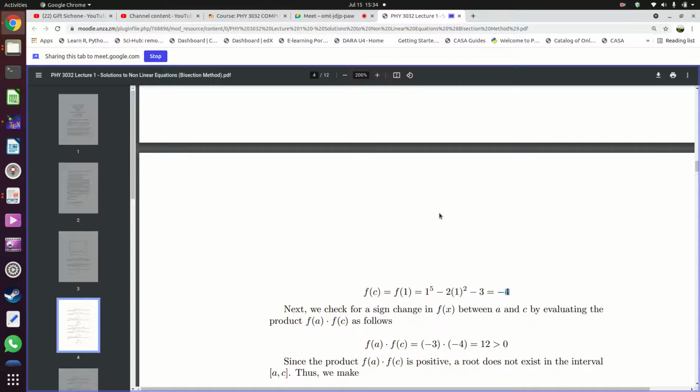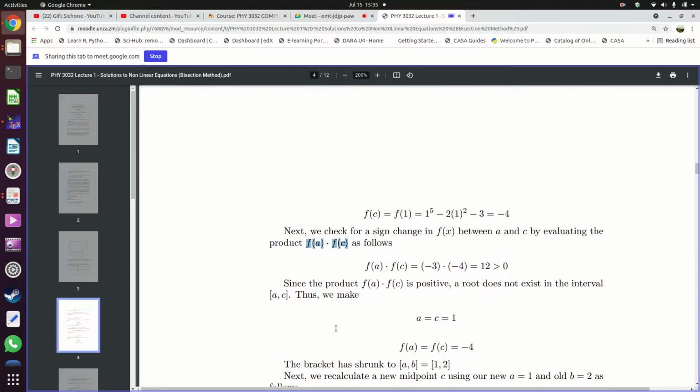And how do you carry out the check? You multiply f of A times f of C. Why are we doing the multiplication? Because of the other thing we did earlier. We know that if you multiply the value of the function at A and the value of the function at C, if the product comes out positive, then it shows that there is no root between A and C. If the product comes out negative, then it shows that there is a root between A and C. Are we clear? Yes, sir.